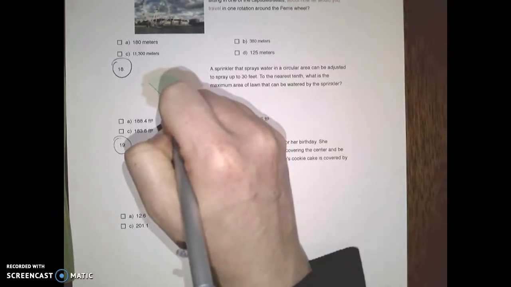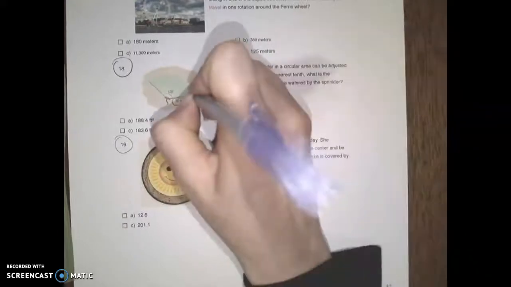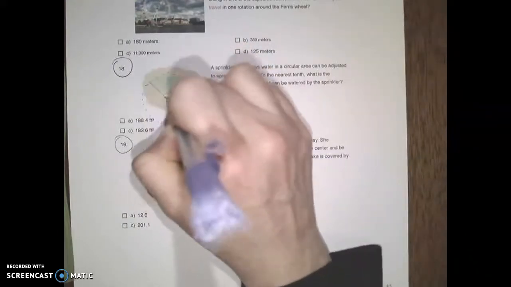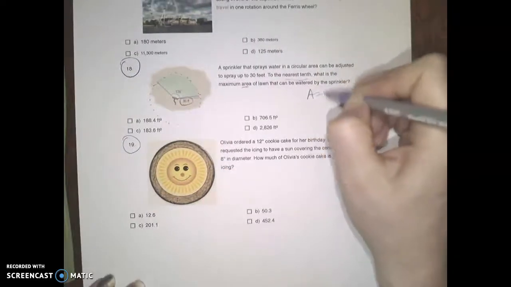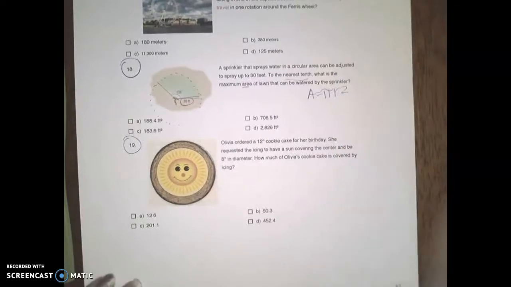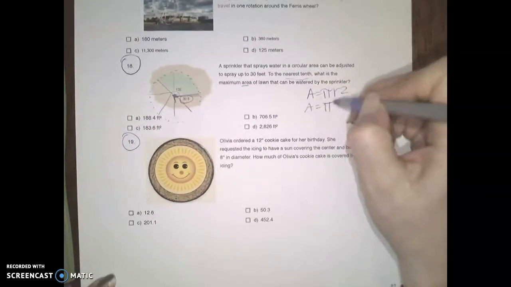So here's your sprinkler, and it's going to spray water. It says up to 30 feet. So your sprinkler is going to go in this circular direction. It's going to spray water in a circle. Okay, circular area. And it sprays it up to 30 feet all the way around. Okay, so it wants to know to the nearest tenth, what is the maximum area? I'm going to write my area formula. Now, think about it. If your sprinkler's here and it sprays up to 30 feet in any direction, 30 means it's your radius. So you do have a radius here of 30 feet.